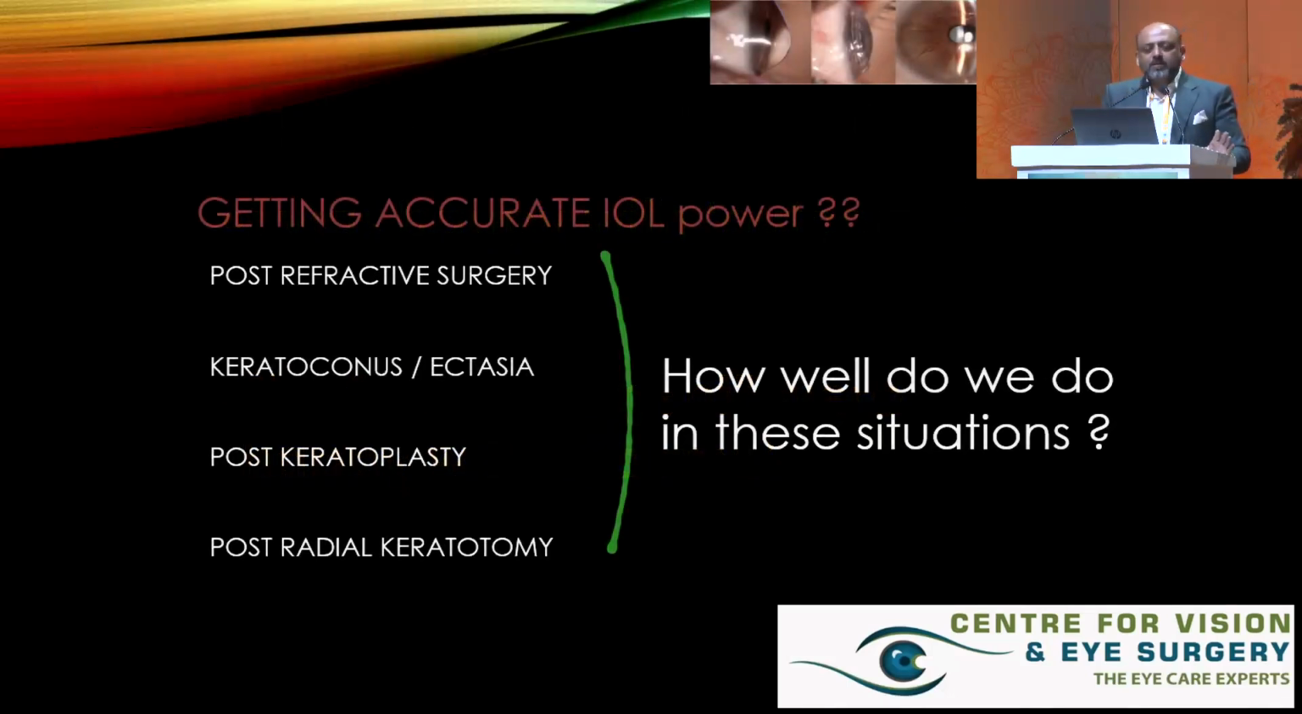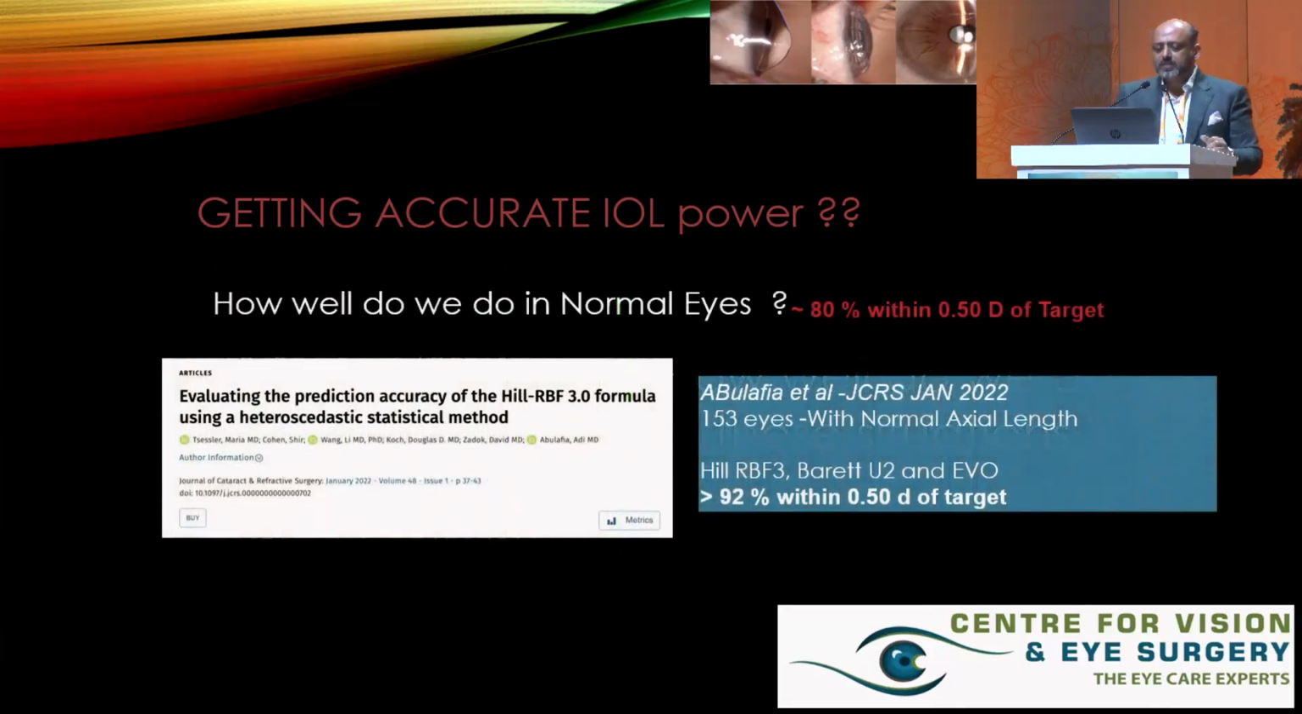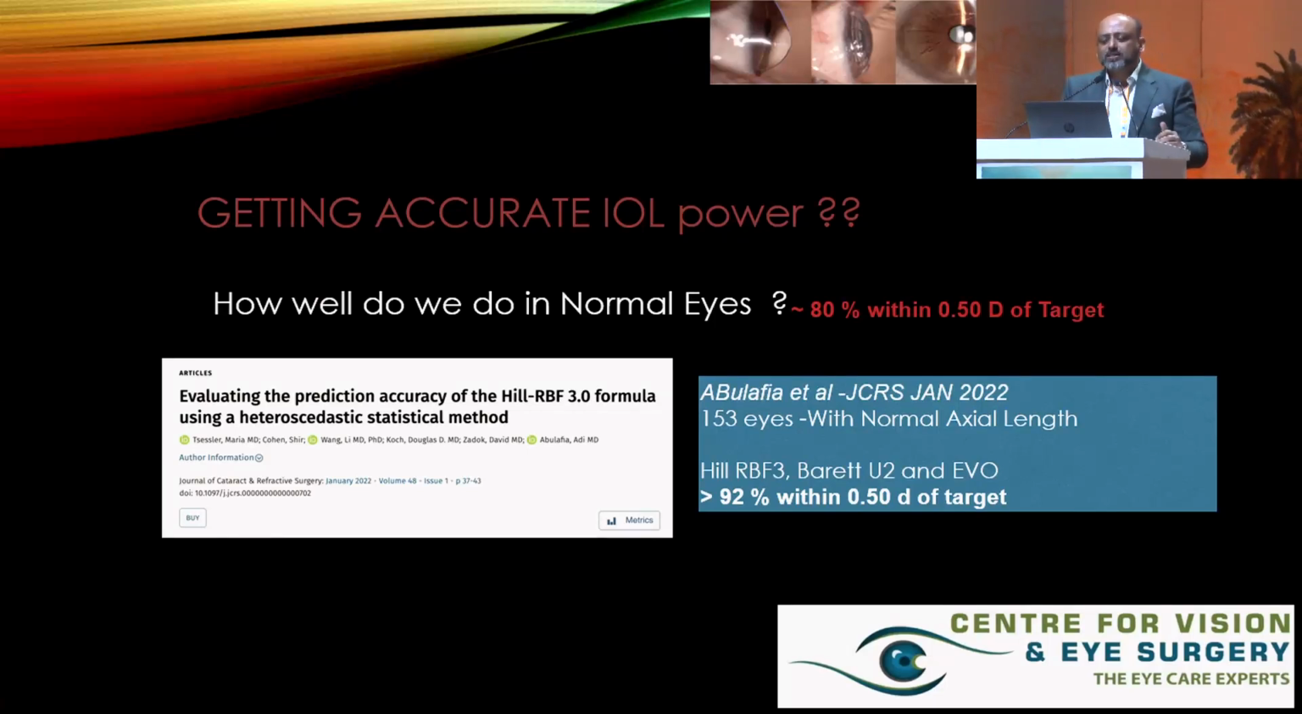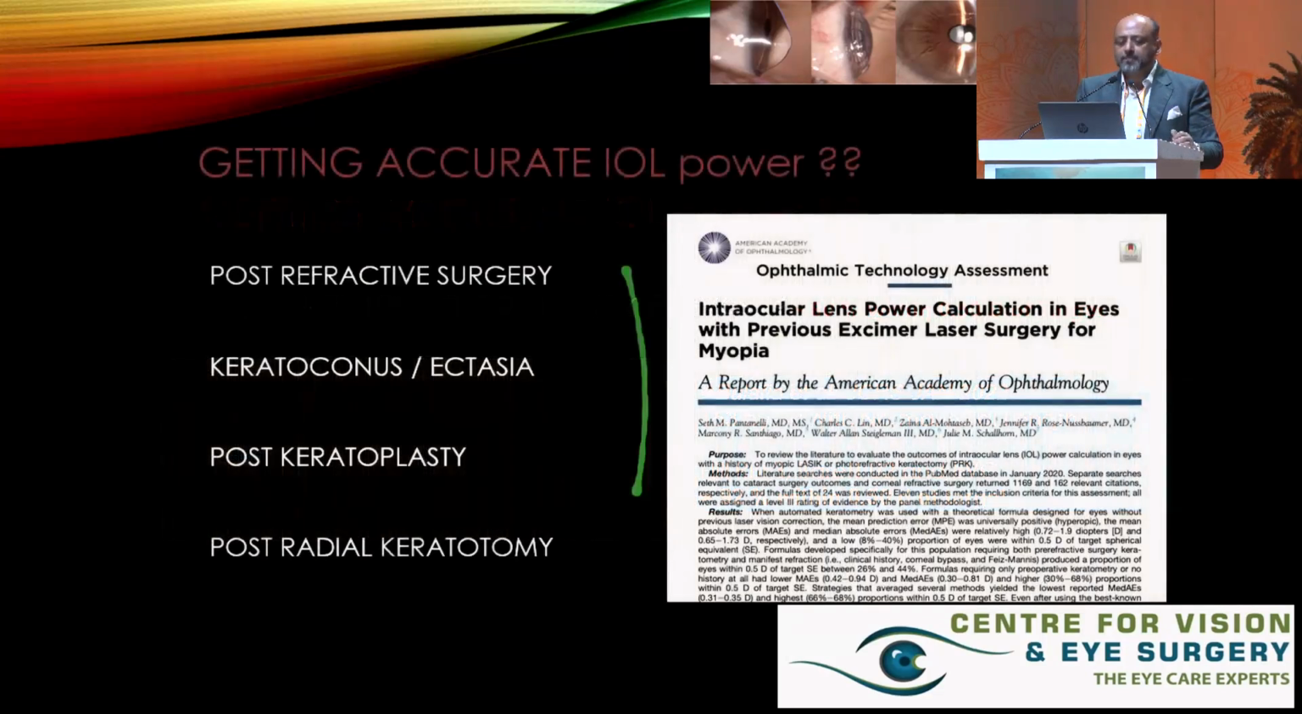Getting accurate power post-surgery, especially in specific conditions like post-refractive surgery, keratoconus, ectasia, post-RK and post-keratoplasty, is important, and it's important to know how well we really do in these situations. We get good results in normal eyes, probably in 80 to 90% of patients. Some of the formulas even give us 92% within 0.5. But post-refractive surgery, keratoconus, and these specific patients do give some challenges.